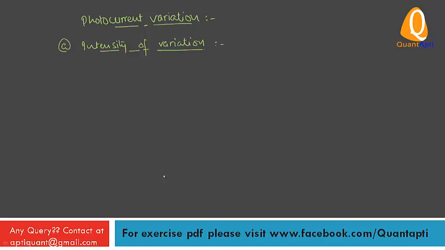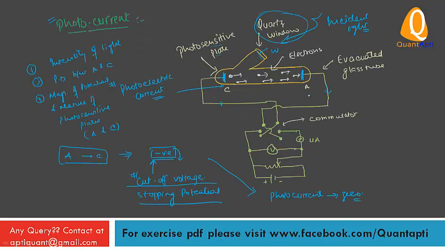So now, the intensity variation. When the collector A is maintained at a positive potential with respect to emitter C, the electrons ejected from C are attracted towards anode A. The collector is called so because it collects the emitted electrons from emitter C. If A is more positive than the cathode, then the electrons are attracted towards A.